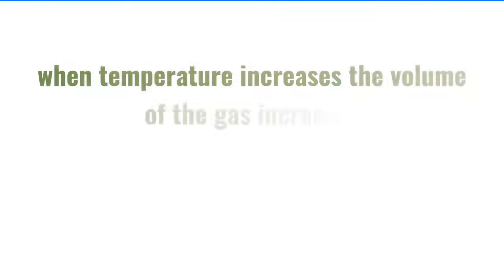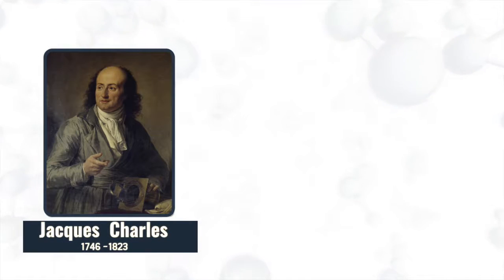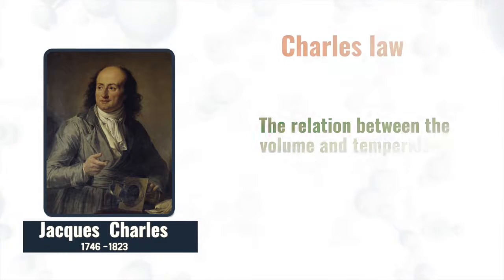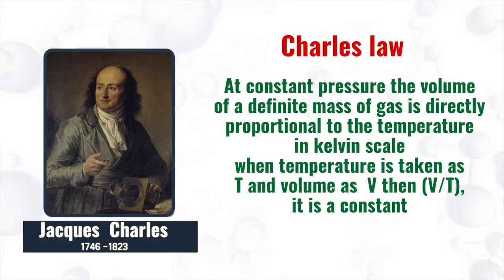So, what is the idea we get from this? When temperature increases, the volume of the gas also increases, and when temperature decreases, the volume of the gas decreases. It was the French scientist Jacques Charles who found the relation between volume and temperature. This is called Charles' law. So, what is Charles' law? At constant pressure, the volume of a definite mass of gas is directly proportional to the temperature in Kelvin scale.